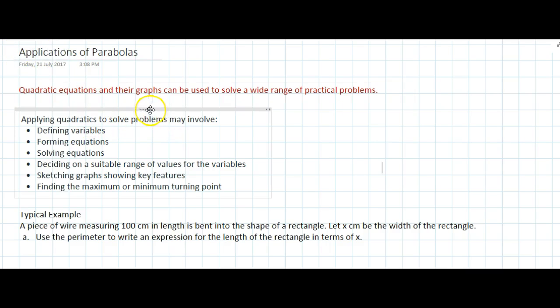It's in interpreting the information you've got. So you're going to need to be able to define variables, so what's x and what's y, form an equation and solve it. Deciding on a suitable range of values, so what things can x be and what it can't be within the context of the question. Sketching the graph to show the features, and talking about the turning points, which are all stuff we've done, but getting them from worded questions can be a bit tricky.